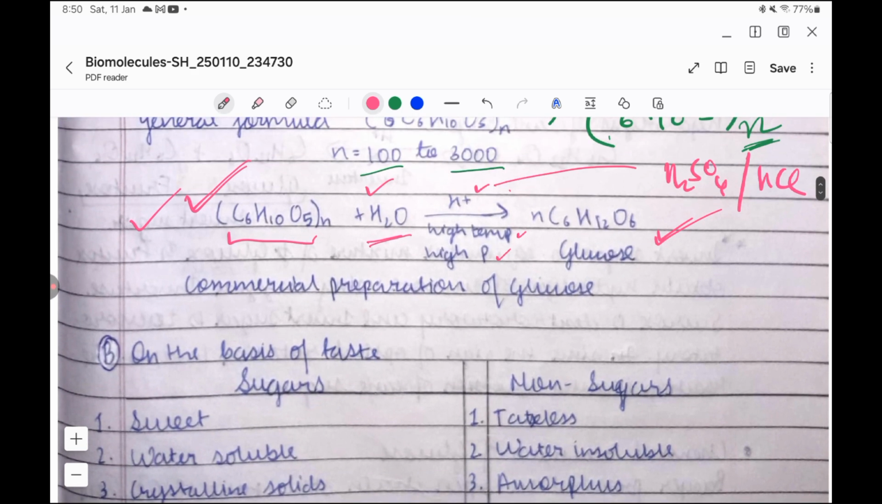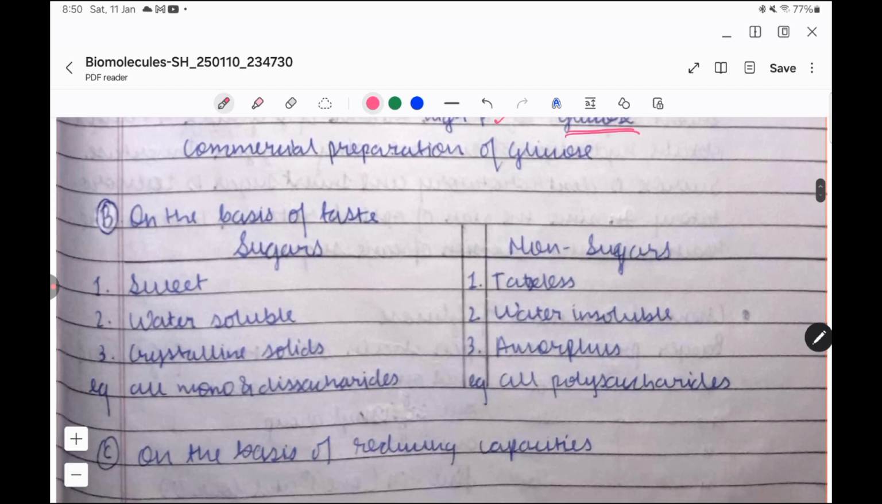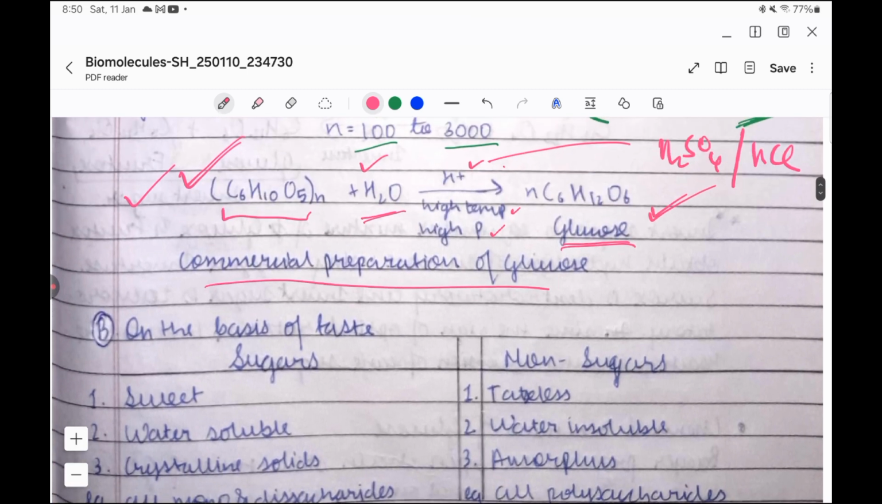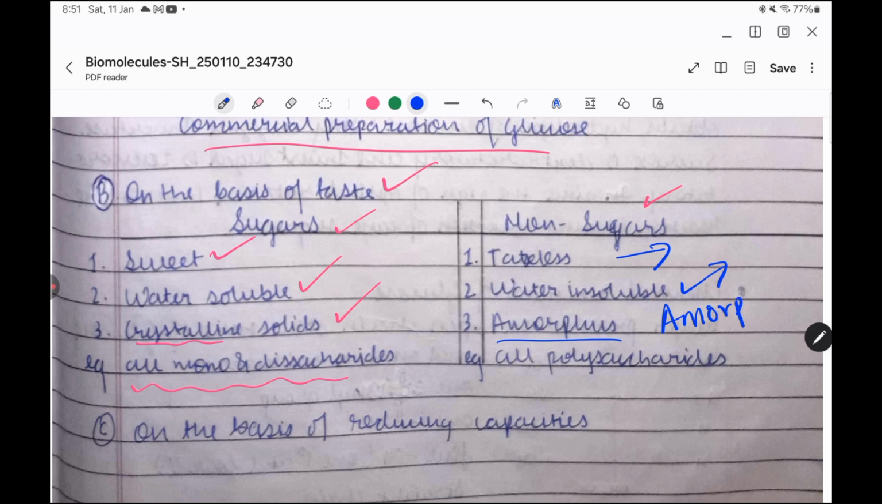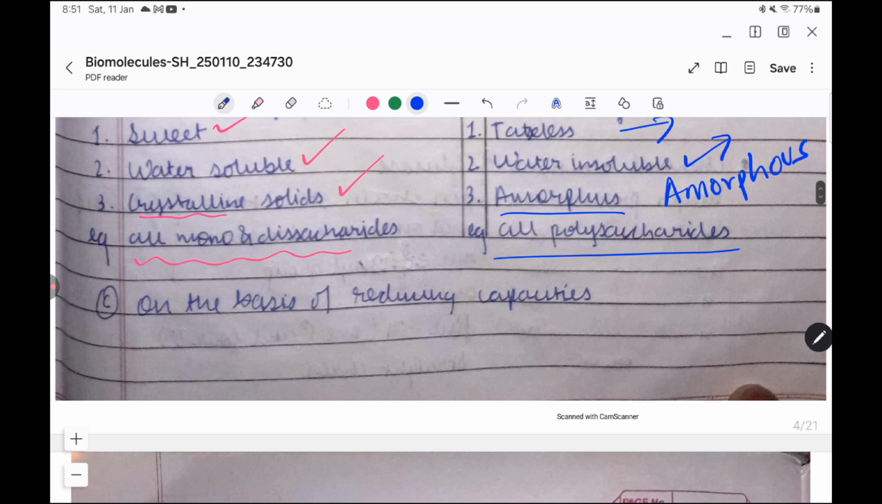Now it's not necessary that they are all going to give you glucose, they can give you some other molecules also. The commercial preparation of glucose we are also going to see. And we've already discussed that on the basis of taste, they can be called sugars or non-sugars. Sugars like glucose are sweet, water soluble, and shiny, therefore called crystalline. All the monosaccharides are called sugars. Non-sugars do not have any taste, are not soluble in water, and are not shiny, that is they do not show crystalline nature, they are amorphous. Examples are all the polysaccharides.